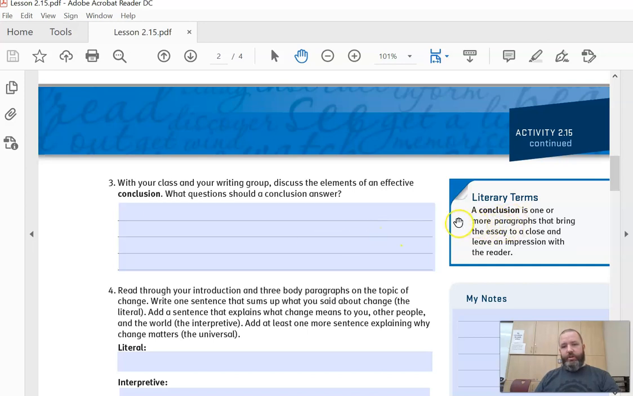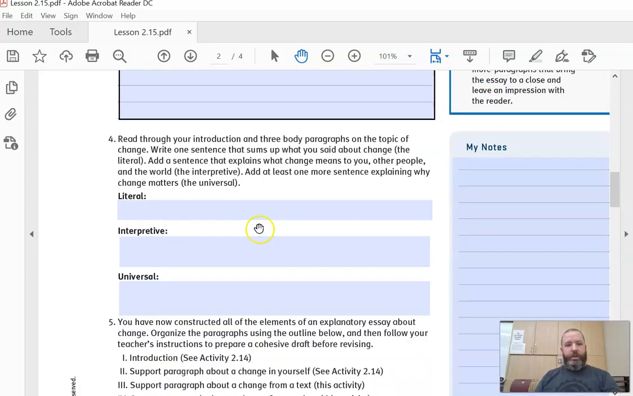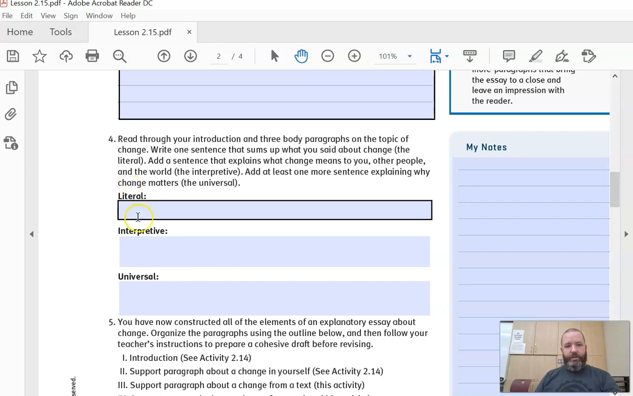A conclusion is one or more paragraphs, in this case usually just one, that bring the essay to a close and leave an impression with the reader. So to help us understand what kind of stuff we can put in, it says read through your introduction and 3 body paragraphs on the topic of change. Write one sentence that sums up what you said about change, the literal. Okay, so change is going to occur even if we don't want to, something like that.